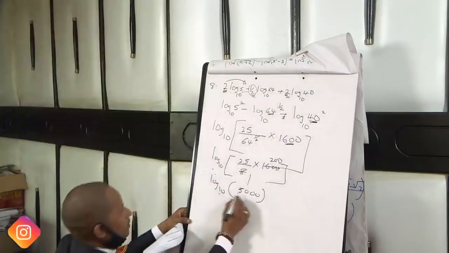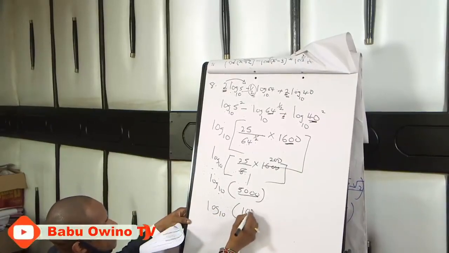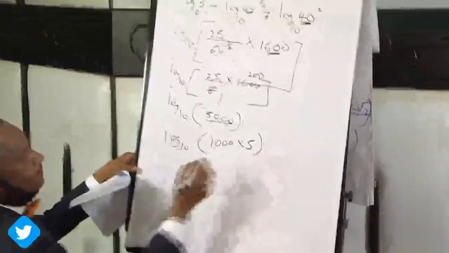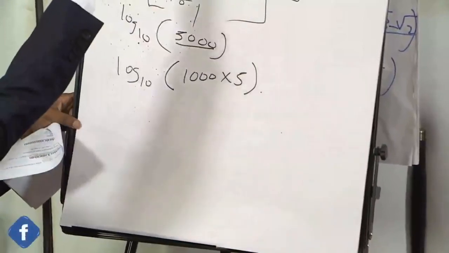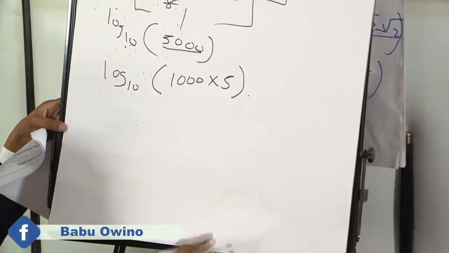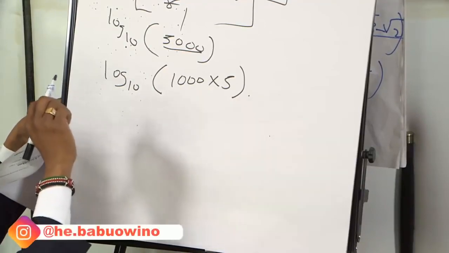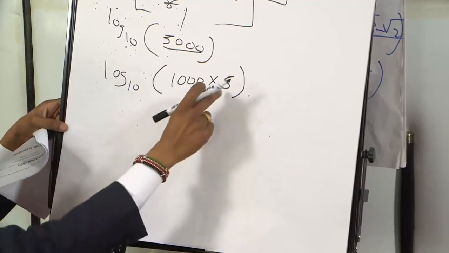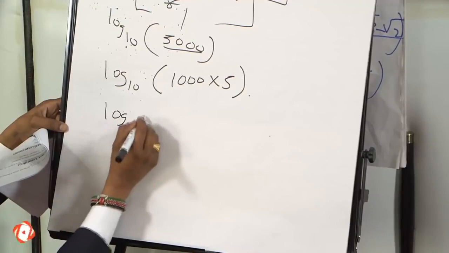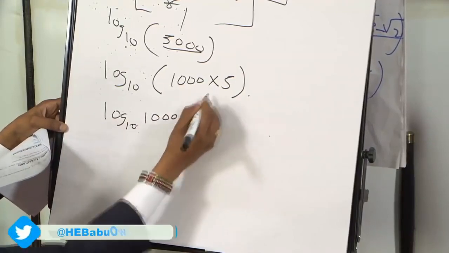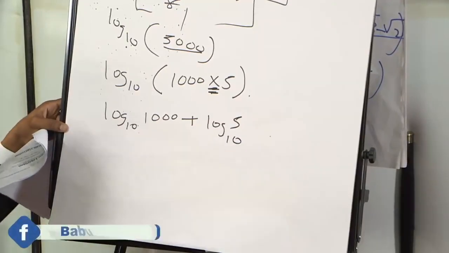You can see that log to base 10 of 5000 can be written as 1000 times 5. When you open it up, it's like you are going back to the initial relationship that we had. I told you when you see minus, you divide. When you see plus, you multiply. So when you see multiplication, you add. So you can equally write this as log to base 10 of 1000 plus log 5 to base 10.